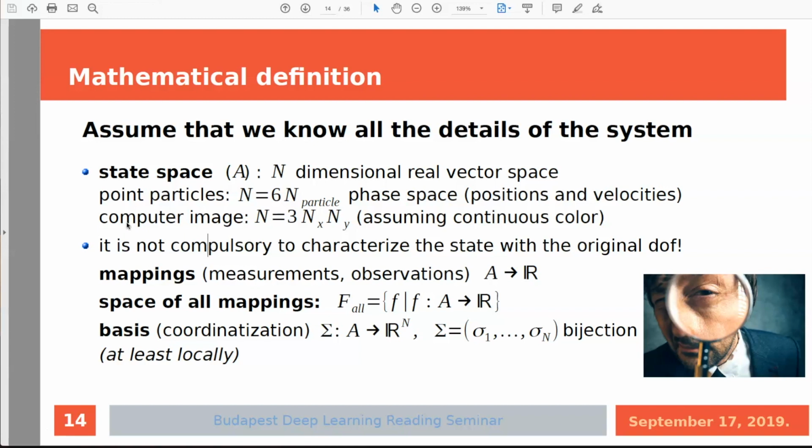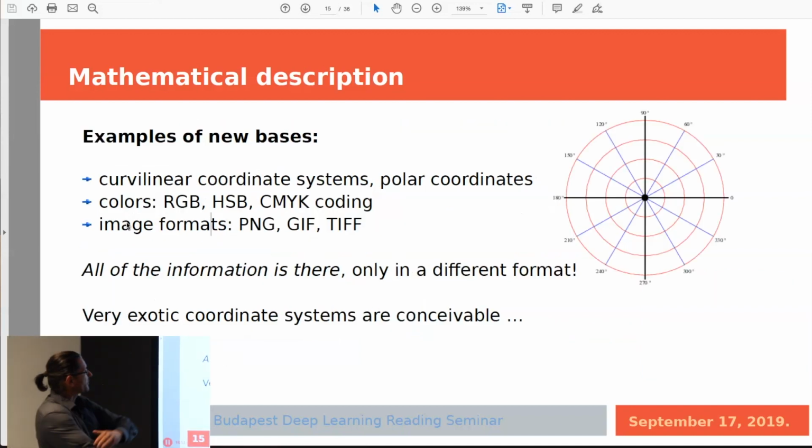And in this basis, we can also represent a state, not only in the original state or original characterization. Let's look at some examples for new bases.